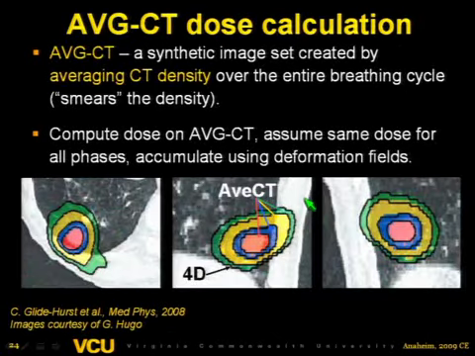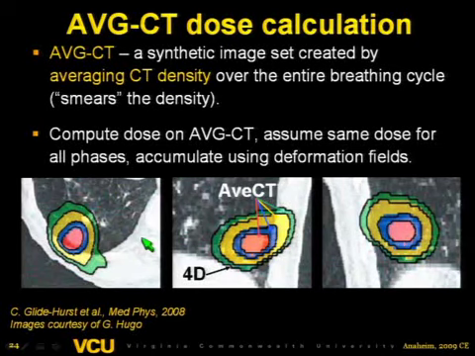A very similar study was conducted at the Beaumont Hospital by Carrie Glidehurst and her colleagues. The difference basically between this study and the study from NKI was that at Beaumont they proposed using the average CT dataset for those computations, where the average CT dataset was, in their case, a synthetic image set that was created by averaging CT densities over the entire breathing cycle.